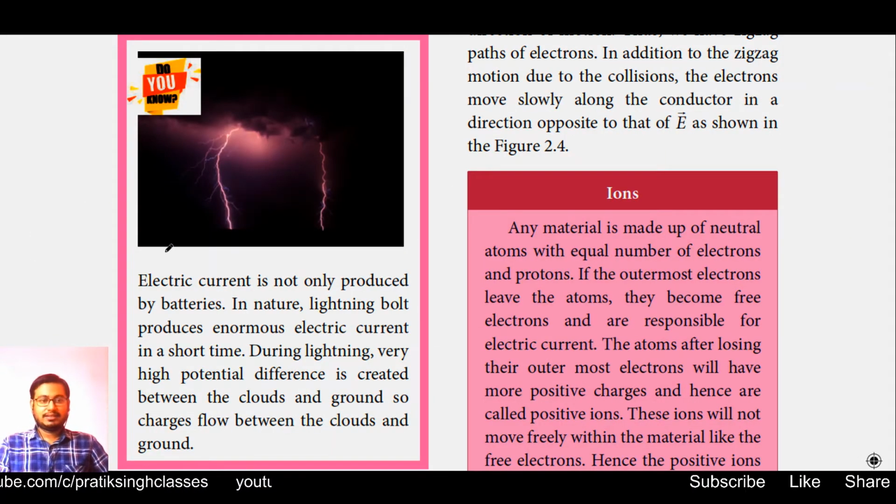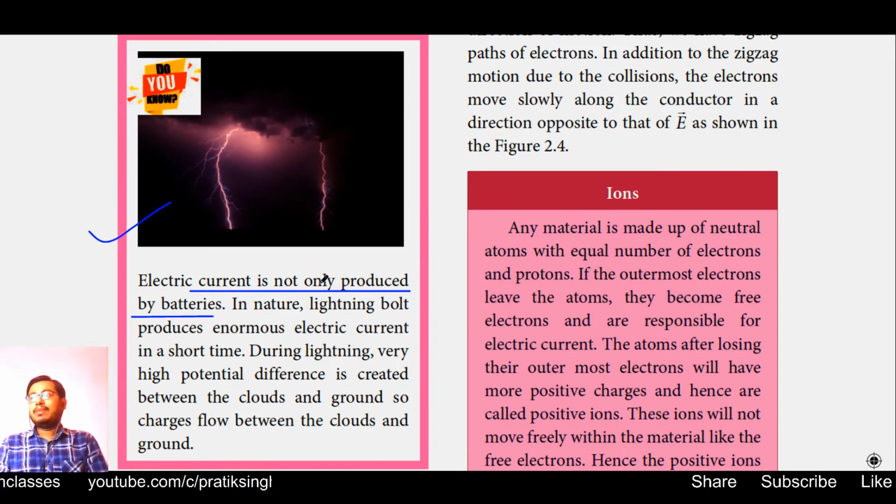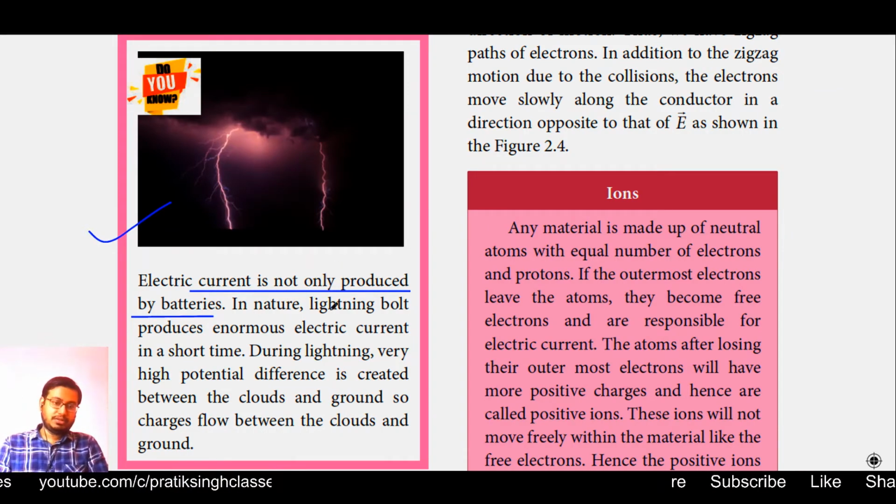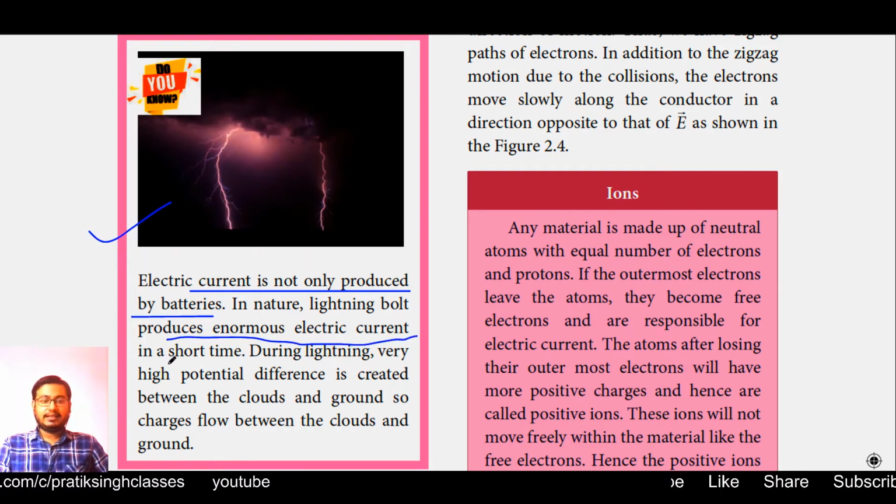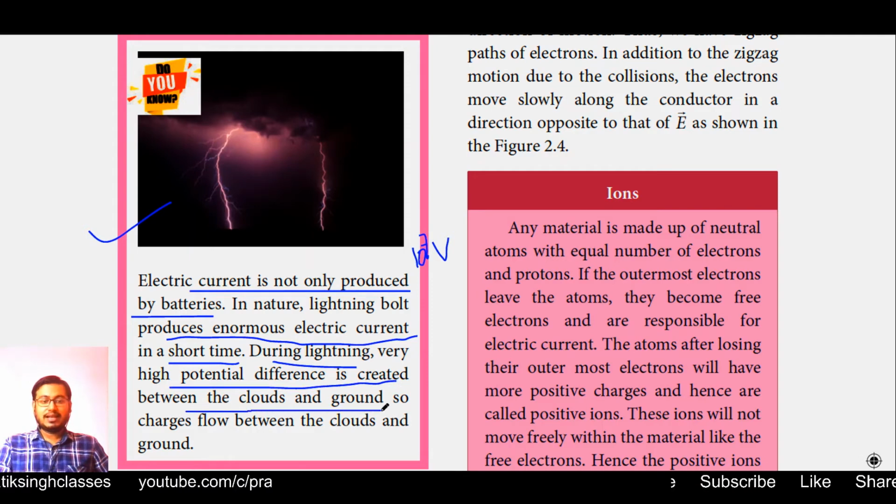All right, so let us study something new which is given here. Electric current is not only produced by batteries. By batteries it is the man-made electric current which is being produced. But in nature, a lightning bolt produces enormous electric current in a very short time. Whenever you see a thunderstorm, lightning happens there, and those lightnings are of more than 10 to the power 5 to 10 to the power 7 volt, and sometimes even more than that. During lightning, a very high potential difference is created between the clouds and the ground. So charges flow between the cloud and the ground.